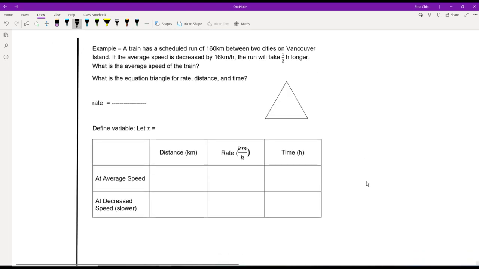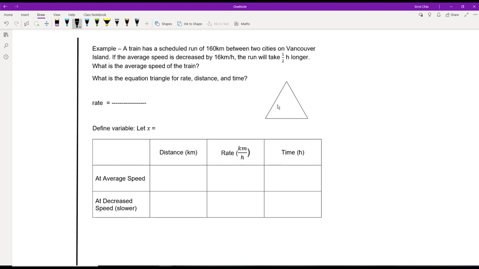Alright, moving on to the last problem. It says here, a train is scheduled to run 160 kilometers between two cities on Vancouver Island. The average speed is decreased by 16 kilometers an hour. The run will take half an hour longer. What's the average speed of the train? What's the equation of the triangle?